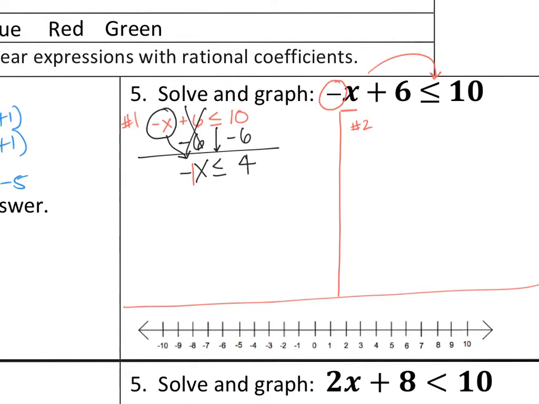Now, I cannot have a negative variable. I have to divide it out. I have to have a positive variable. So I'm going to divide by negative 1, and what I do on one side, I do to the other. So this is the first way I used to teach it. If you're dividing by a negative in the last step, you have to flip the inequality. So flip it. And now you're left with x is greater than or equal to negative 4.